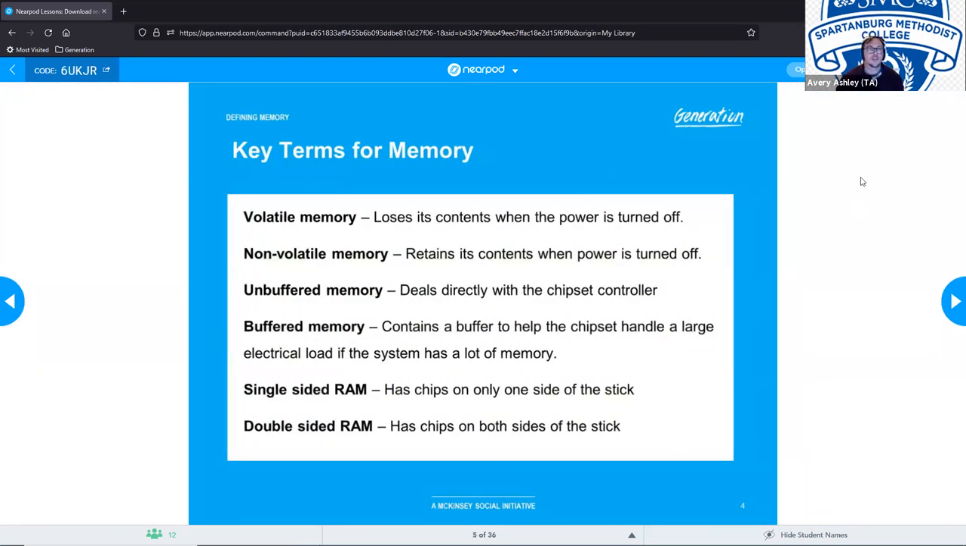All right. Some key terms for memory. It'd be a good idea to write these down so that way you will know what they are. So volatile memory. This is memory that loses its contents when the power is turned off. So if the power goes off, it doesn't store that memory anywhere, it's just gone.